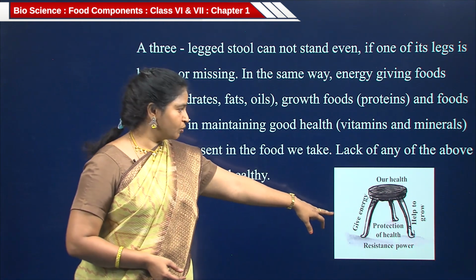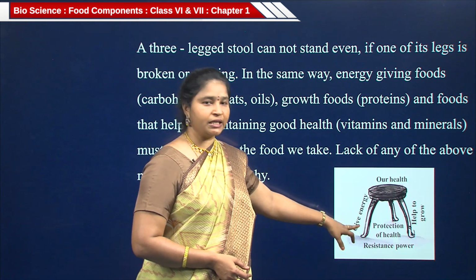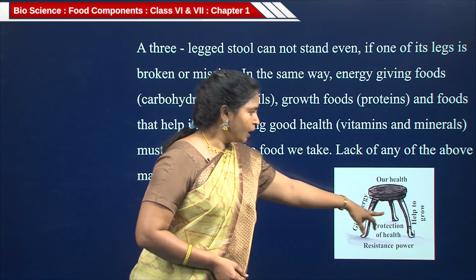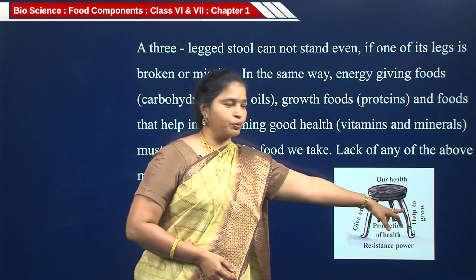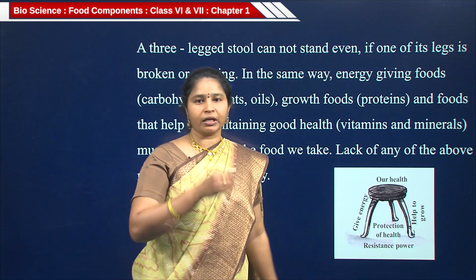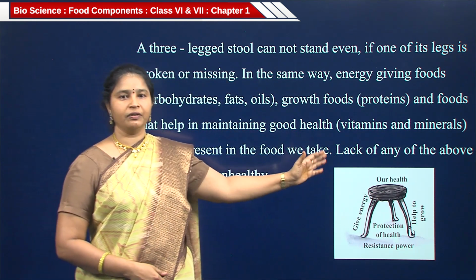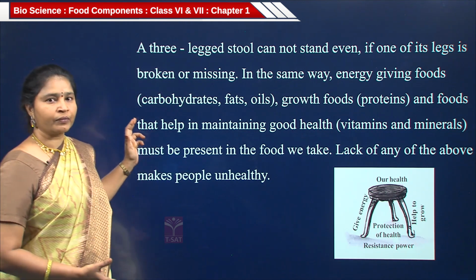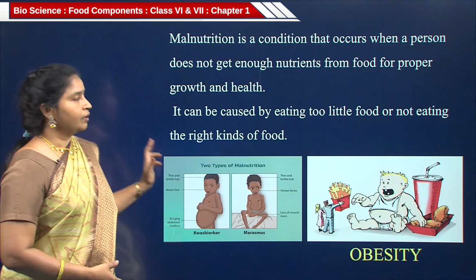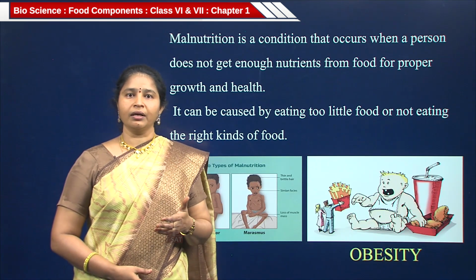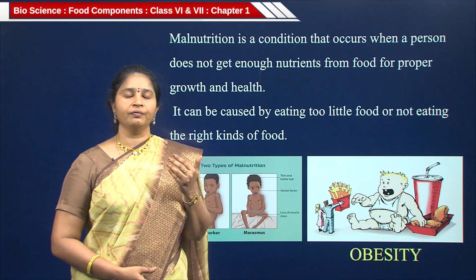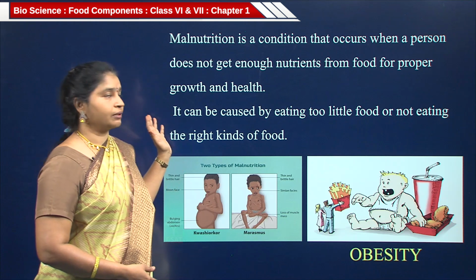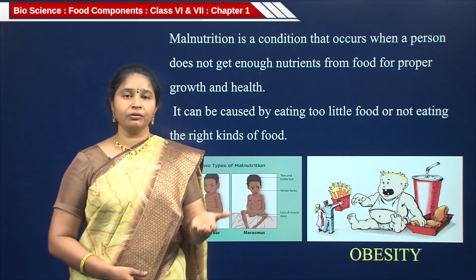If you observe the stool, each leg represents one kind of food item. This is energy giving, that means carbohydrates and fats. One represents help to grow, that is protein. Another represents the protection of health, that means vitamins and minerals. So each and every leg is important for the three-legged stool to stand. If we are not able to take the food required by our body, what will happen? You can see here, malnutrition will occur. What is malnutrition?